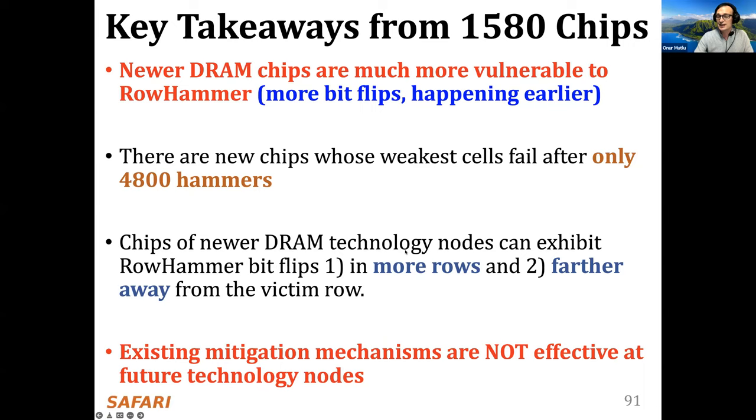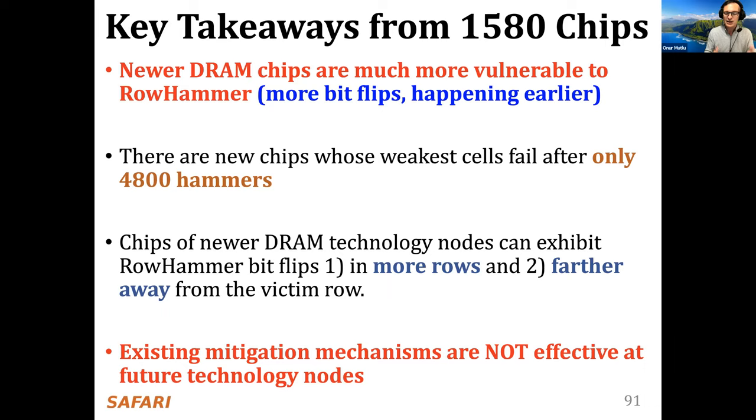Chips of newer DRAM technology nodes can exhibit bit flips in more rows and farther away from the victim row. So basically, the effect of RowHammer is not just on the physically adjacent row, but also the next adjacent and the next adjacent, and this may be increasing. We also showed that existing mitigation mechanisms are not effective at future technology nodes. Why? Because you can cause bit flips very quickly with a small number of activations, and existing mitigation mechanisms either don't scale or become very high performance overheads.